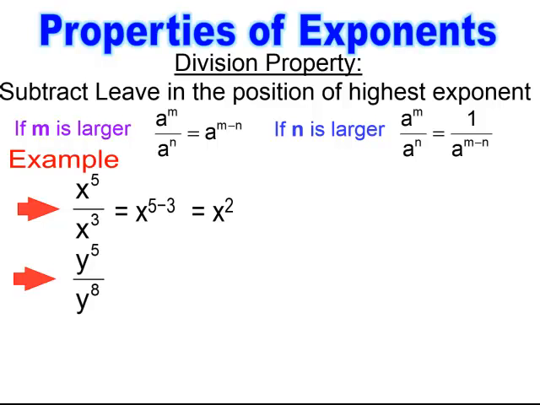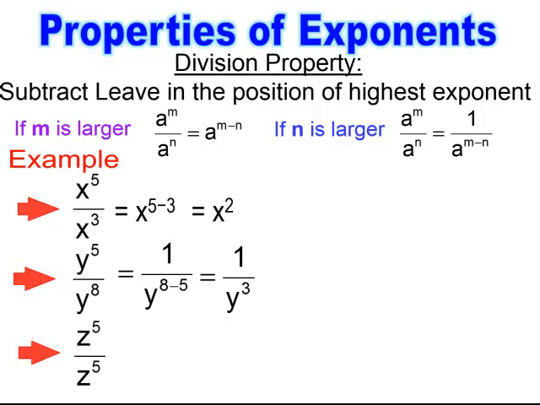When I have y to the 5th over y to the 8th, it's division, and I have to subtract the exponents, but because the highest exponent is on the bottom, I'm going to subtract and it's going to stay on the bottom. So we end up getting 1 over y to the 3rd.